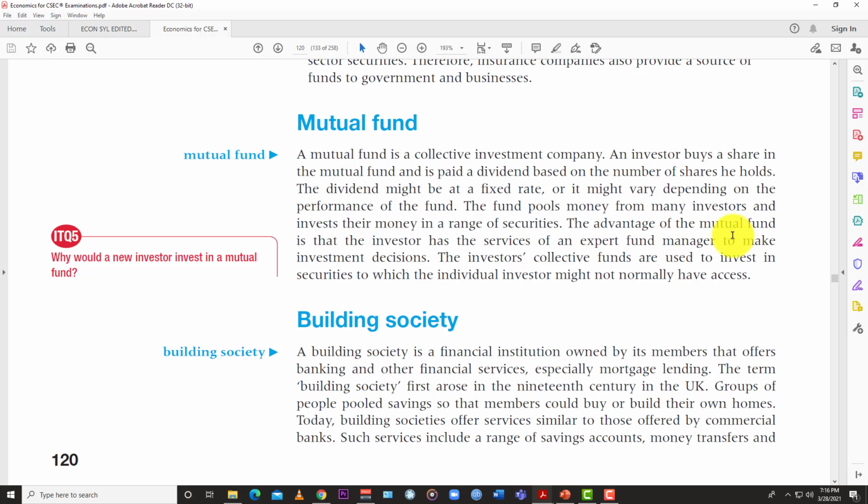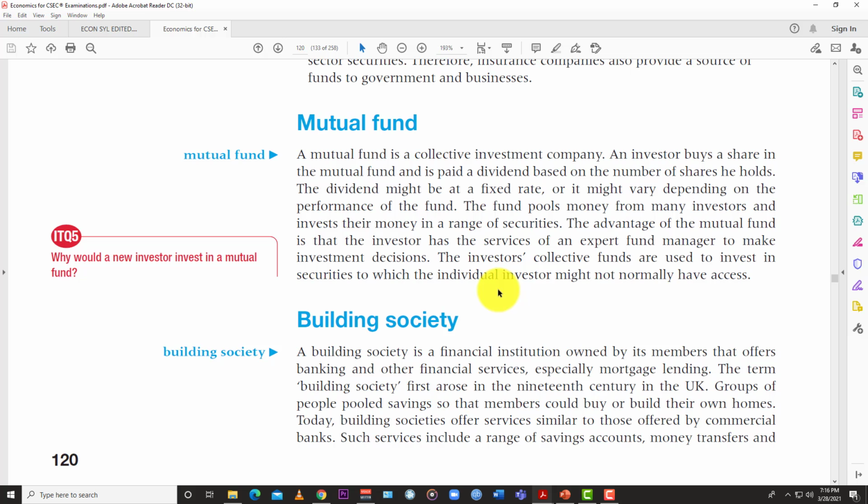The fund pulls money from many investors and invests their monies in a range of securities. The advantage of a mutual fund is that the investor has the services of an expert fund manager to make investment decisions. The investors' collective funds are used to invest in securities to which individual investors might not normally have access. So what's a mutual fund in a nutshell?